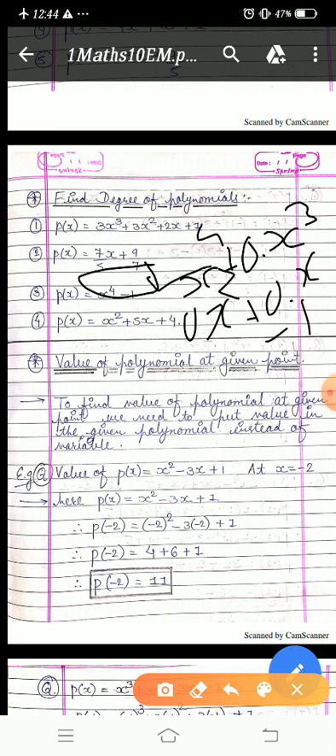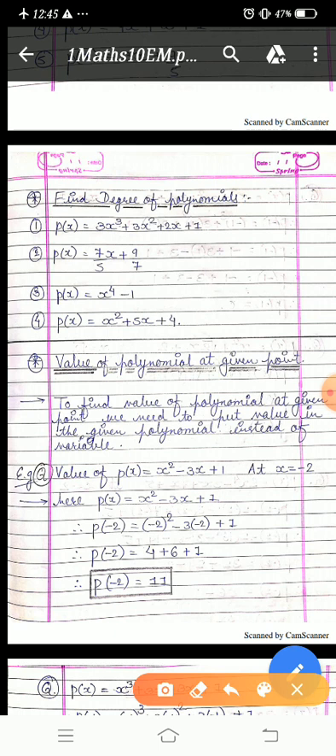So here we can say that the maximum power of the variable is 4, and if the maximum power of the variable is 4, then the degree of the polynomial is also 4. So it is very simple. Next, question number 4: p of x equals x square plus 5x plus 4. So it is clear that with x square, the degree of the polynomial is 2, because the maximum power of the variable is 2.